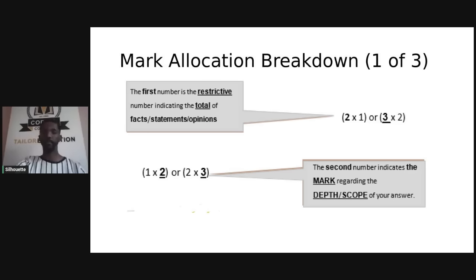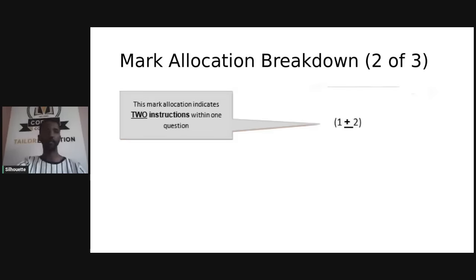Okay, the second part is explaining what I just said. The second number relates to the scope or the depth, how comprehensively you have to answer the question. In this example, there's a 1 plus 2. The 1 plus 2 relates to a two-instruction question. So the question is one question, but that question is broken into 2.